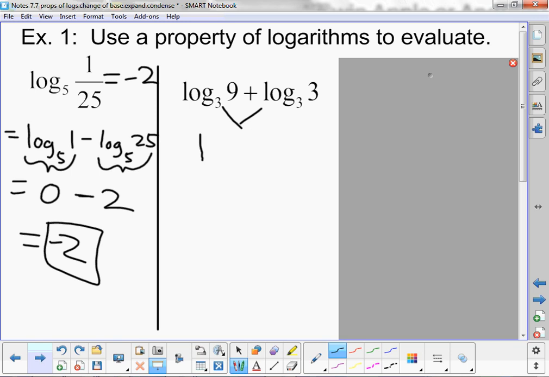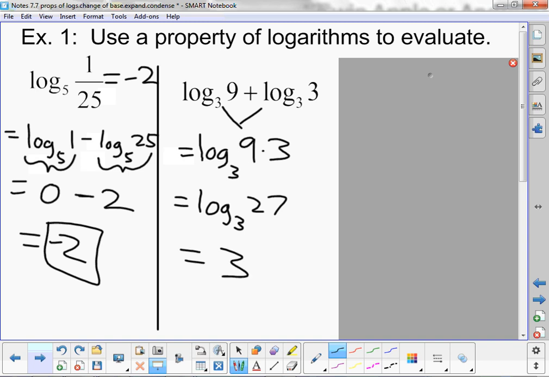So this is the same thing as having log base 3 of 9 times 3. We're just putting it back together, which is log base 3 of 27. And then you can think, 3 to what power is 27? 3 to the third power is 27, so it's a 3. Just like we said at the very beginning.